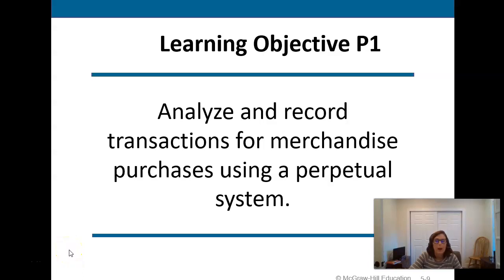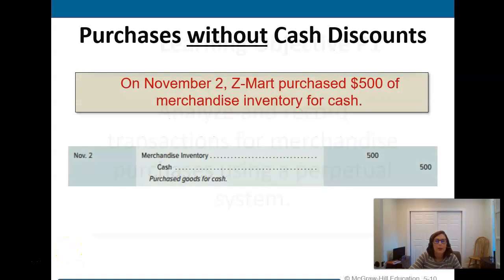We're going to begin talking about how we purchase merchandise under the perpetual system. Now, obviously we may have some inventory to begin with, but if we don't, the first thing we're going to have to do is buy something. So in this example here, we have purchased merchandise inventory, which is an asset. Remember, when assets go up, that's a debit. We used cash. We have less cash. When cash goes down, which is an asset, that would be a credit entry. So in this case, we used $500 in cash and we bought some merchandise.